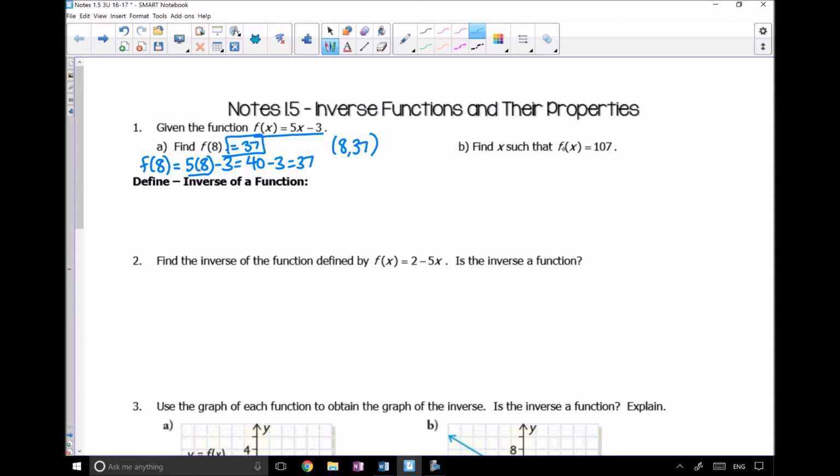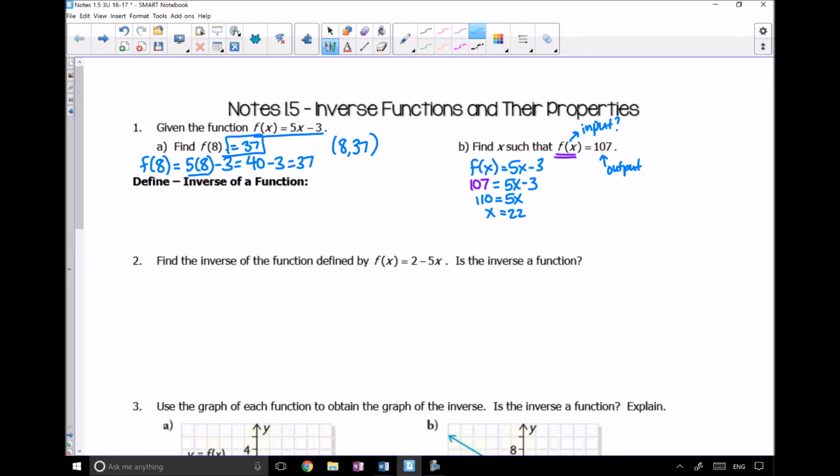Now part B is a little bit different. Part B says find x such that f of x equals 107. So this time the input is unknown and our output is given to us. If f of x equals 5x minus 3, and f of x is equal to 107, I'm going to replace f of x with 107 and solve it like a regular equation. I add 3 to both sides, so I get 110 equals 5x. Then I divide both sides by 5, and I end up getting x is 22.